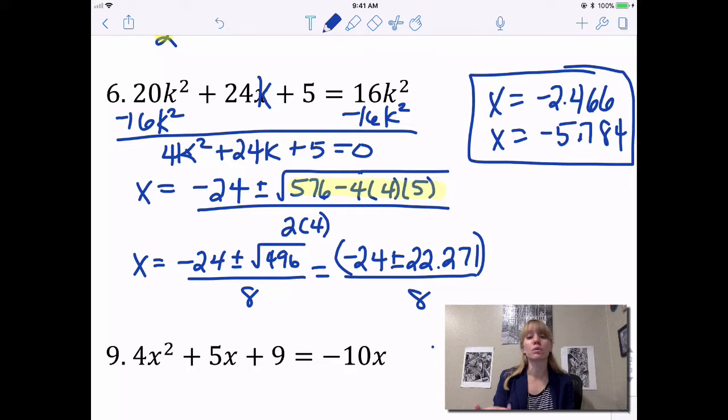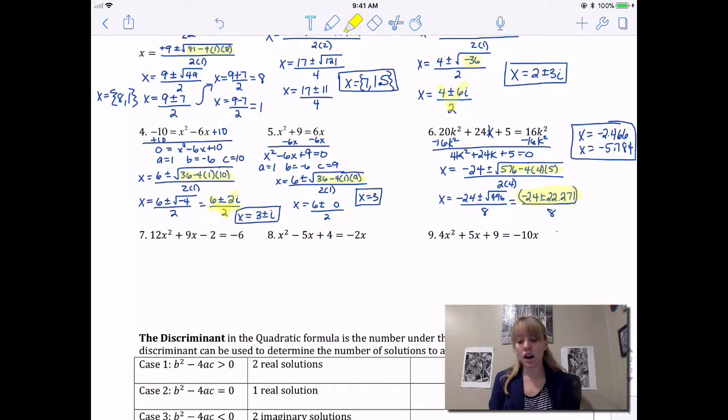So when you have a square root that you don't know the perfect square to, so in this case, the square root of 496 was a decimal, you can still do the problem, but just make sure you really do the whole numerator first, hit enter on your calculator, then divide. I'm going to have you guys pause the video here. I'm going to write the answers for 7, 8, and 9, and then have you check your work.